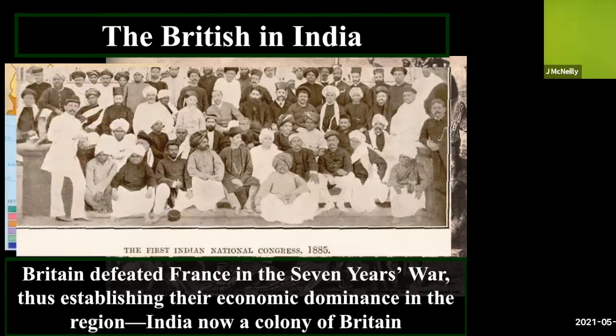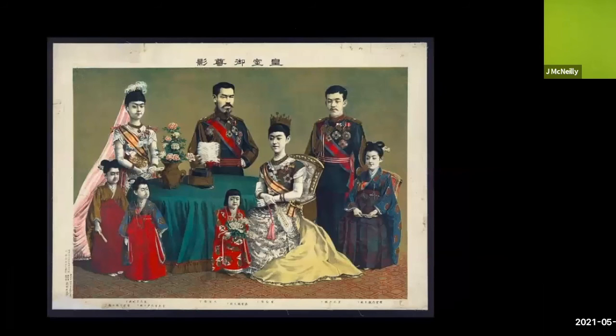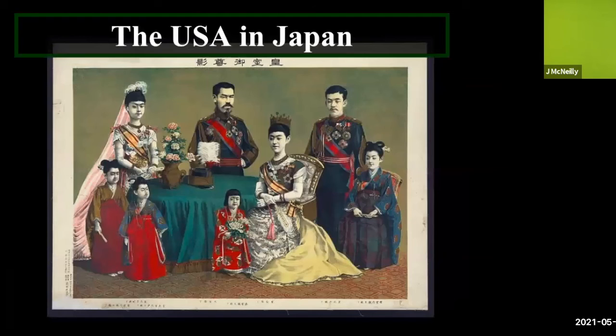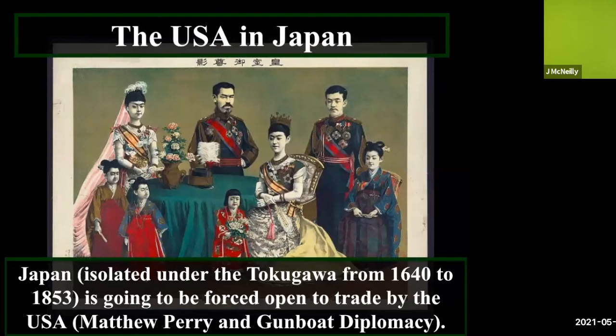Now, Japan is an imperial power, but it's only going to become an imperial power because the United States forces it out of its period of isolationism that had been started under the Tokugawa shogunate. So they have been isolated from 1640 until 1853. And then the United States, led by Matthew Perry, is going to come in with gunboat diplomacy, thus forcibly opening trade with Japan, saying, hey, you need to trade with us or we're going to come in and colonize you. And so Japan is going to recognize, okay, we need to modernize or be colonized.